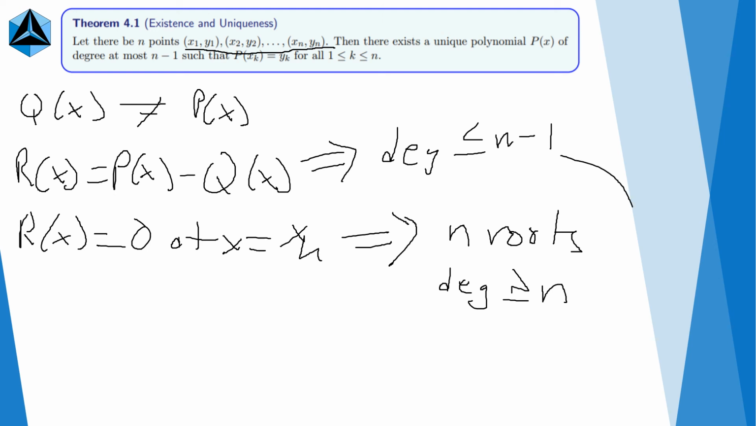But these two can't be true simultaneously. r of x can't simultaneously have a degree of at least n, but also a degree of less than n. So this is a contradiction. Therefore, q of x doesn't exist. There is no other polynomial that interpolates the data. We already showed that p of x does exist, and it is the only polynomial that interpolates the data. And so that is it for the polynomial interpolation lecture.